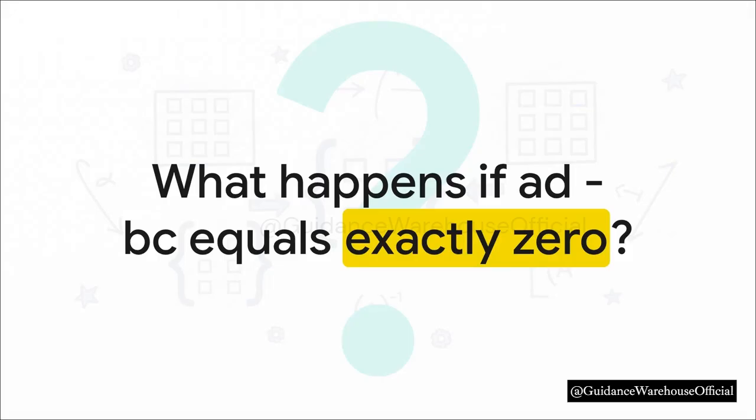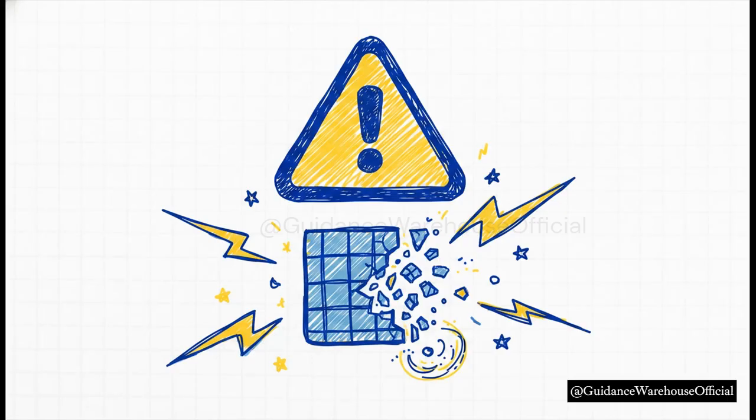But wait, let's pause for a second because this is super important. Look at that fraction we're multiplying by, 1 over AD minus BC. What happens if that bottom calculation, AD minus BC, equals exactly 0? This right here is a massive student pitfall. If AD minus BC is 0, you'd be dividing by 0, which, as we know, totally breaks the laws of math. So if that happens, the matrix simply has no inverse, period.